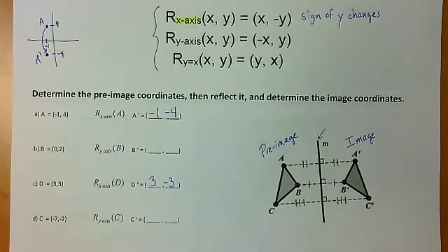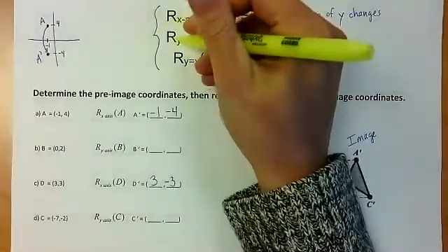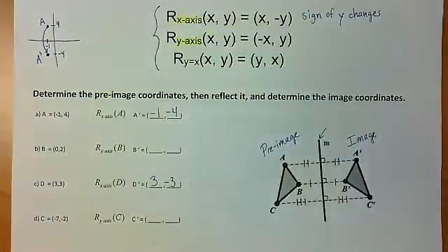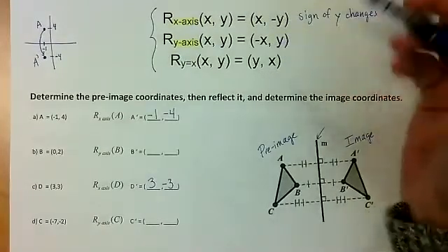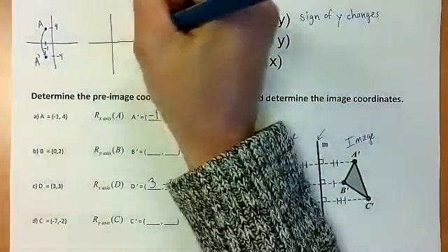All right, so that's a reflection over the x-axis. What about a reflection over the y-axis? A reflection over the y-axis acts similarly, except this time x is going to change sign and y will stay the same.